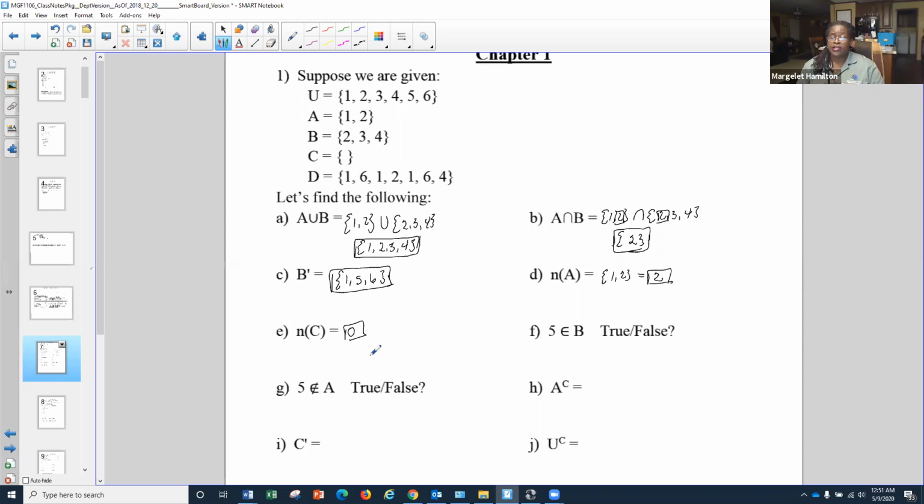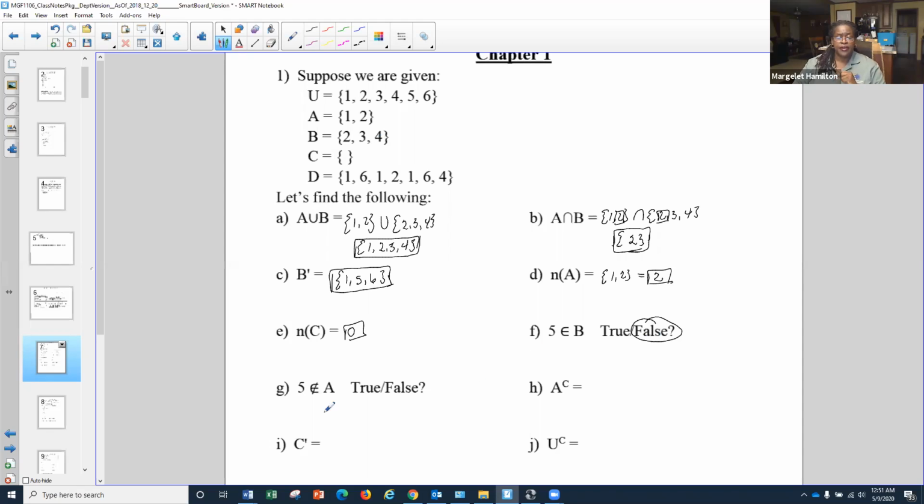Now let's look at F. 5 is an element of B. Is this true or false? Looking at the set B, we see 2, 3, and 4, but I don't see a 5. So right there, I know that this is false. 5 is not an element of B.